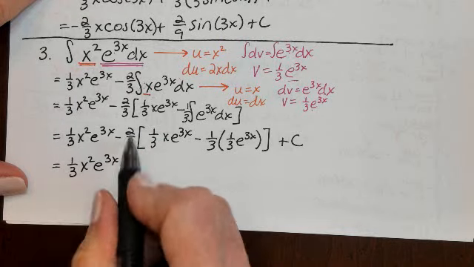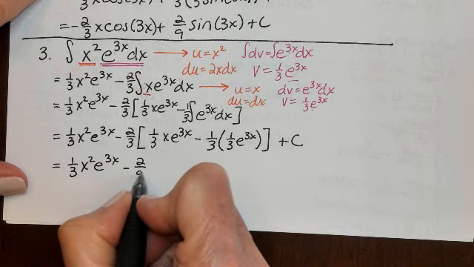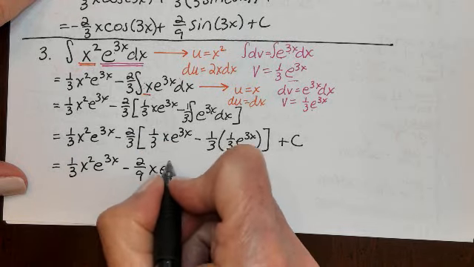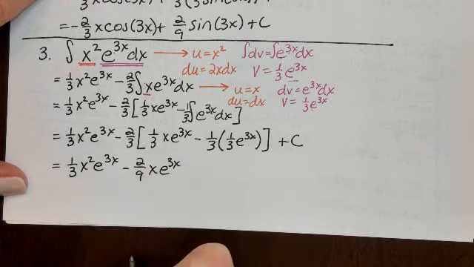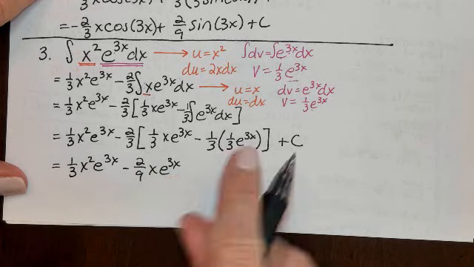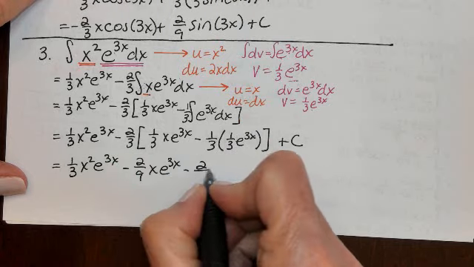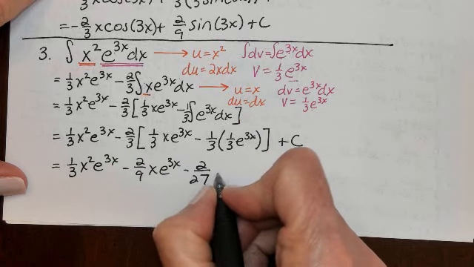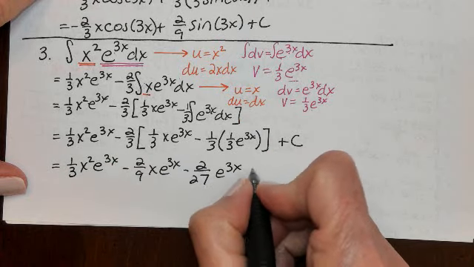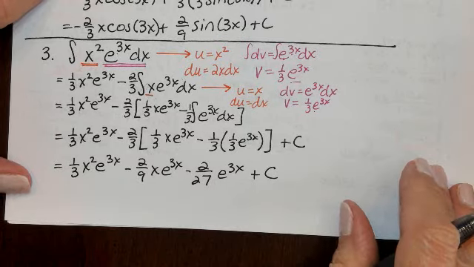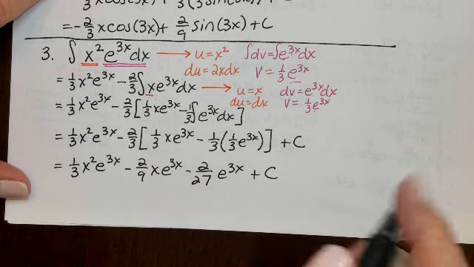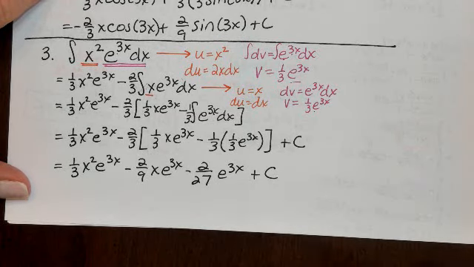Okay, this would be negative 2/9 x e to the 3x, and this is 1/9 here, so this would be negative 2/27 e to the 3x plus c. That would be the multiple choice answer.